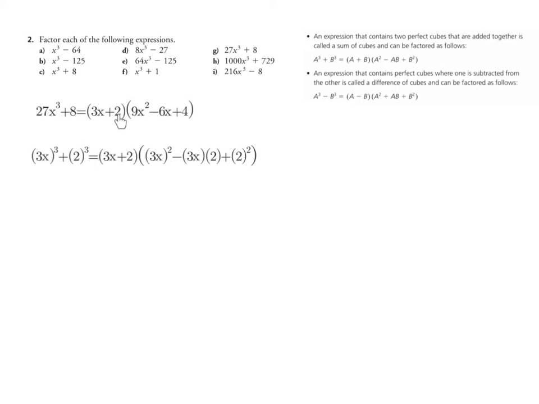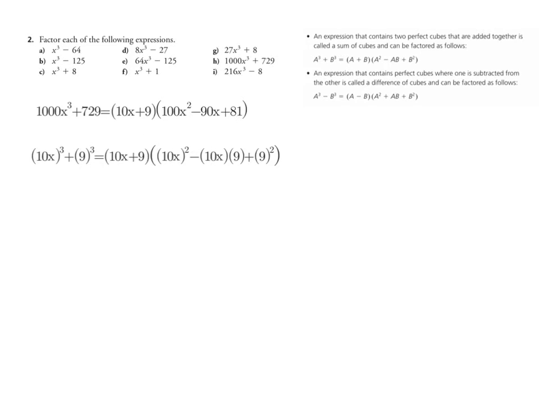So 3x plus 2 times 9x squared minus 6x plus 4, right? Because 2 squared is 4. 3x squared is 3x times 3x, which is 9x squared once you take the brackets out. And 3x times 2 is 6x. Pretty simple. All right, I really don't know how else to say this.